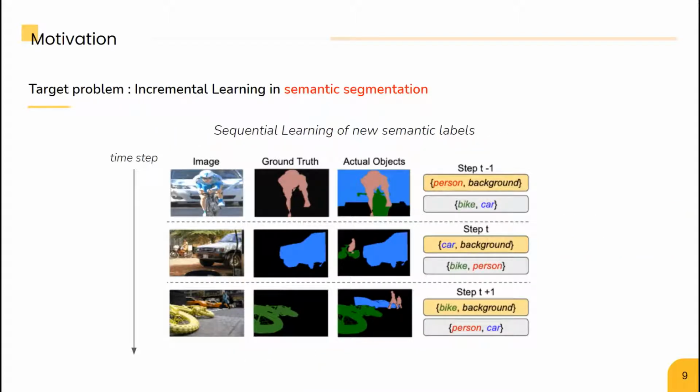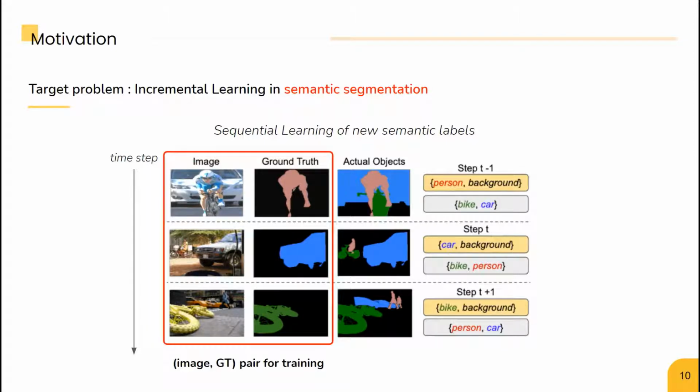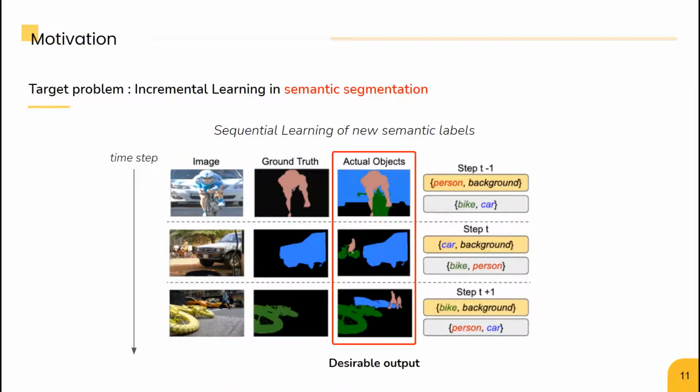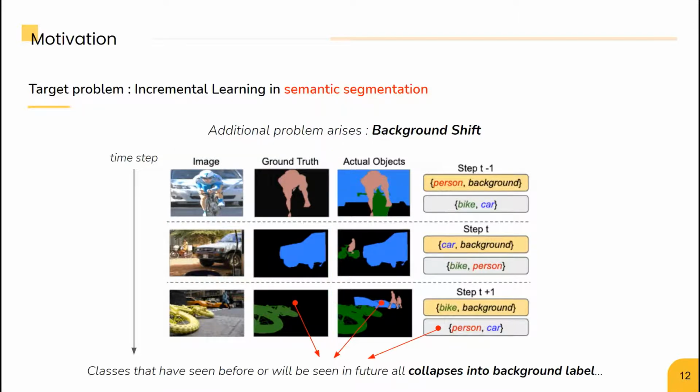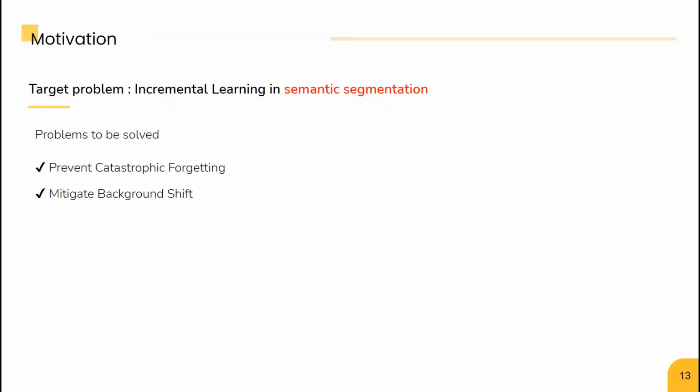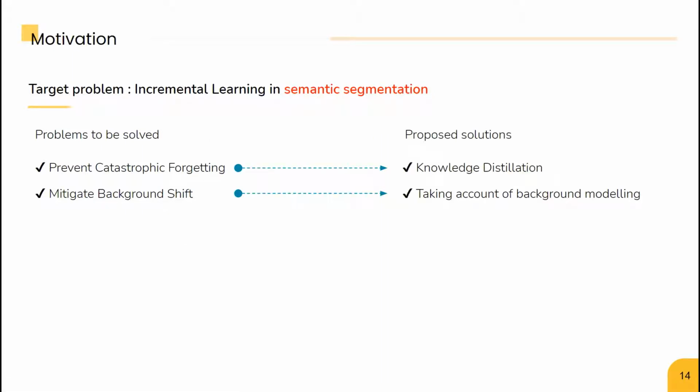And this paper tries to solve this incremental learning problem in semantic segmentation task. So this is an example of a pair of image and GT semantic map at its training step, and this is what we want for the final output. As you can see, the model learns on a different set of labels with the background at each time step, and it induces a new problem. Classes that have been seen before or will be seen in future all collapse into the background label, and we call it the background shift problem. So this paper tries to solve those two problems by knowledge distillation with considering background modeling.